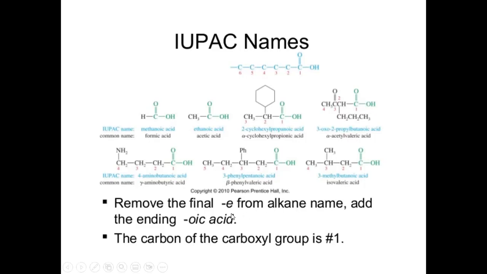And we remove the final E from the alkane name and add the ending -oic acid, right? So the carbon of the carboxyl group is carbon number 1. So you can see in all these acids, we consider the carbonyl of the structure as carbon number 1.